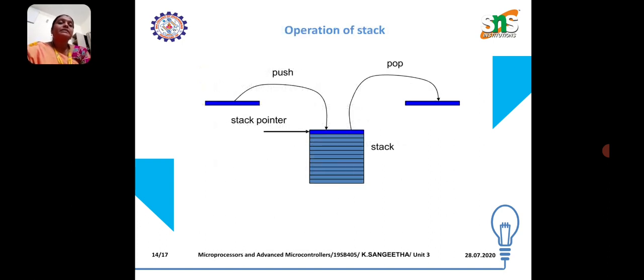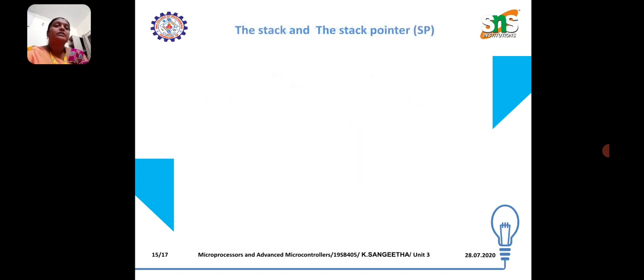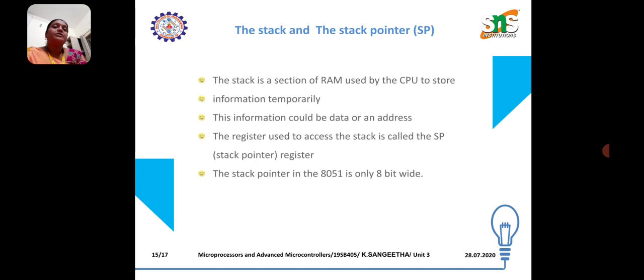And this is the stack pointer. The stack is a portion of RAM. The stack pointer is used to hold the memory address of the top of the stack. As I already said, the stack is a portion of RAM and it works on the principle of last in first out. There are two instructions used, push and pop. Push is used to write data into the stack, and pop is used to read data from the stack. This is the stack and stack pointer.